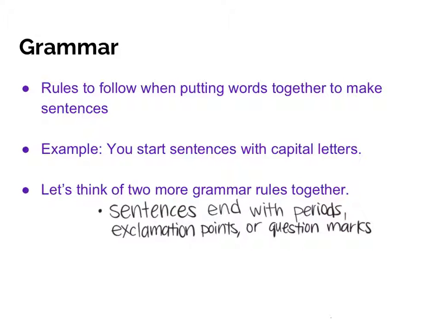Maybe you talked about this one. Sentences end with periods, exclamation points, or question marks. This is a rule that we have to follow when putting sentences together. Maybe you thought of this one. Put quotation marks around quotes. It is another rule we need to follow when writing.